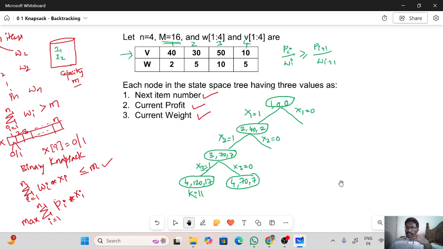The fourth item also has the possibility of being considered or not considered. So x4 equal to 1. If x4 equal to 1, which item am I going to consider next? 5. What is the profit I am getting? 70 plus 10, 80. What is the weight it has? 7 plus 5, 12. Now think. 12 is greater than 16? No. You can expand this one.